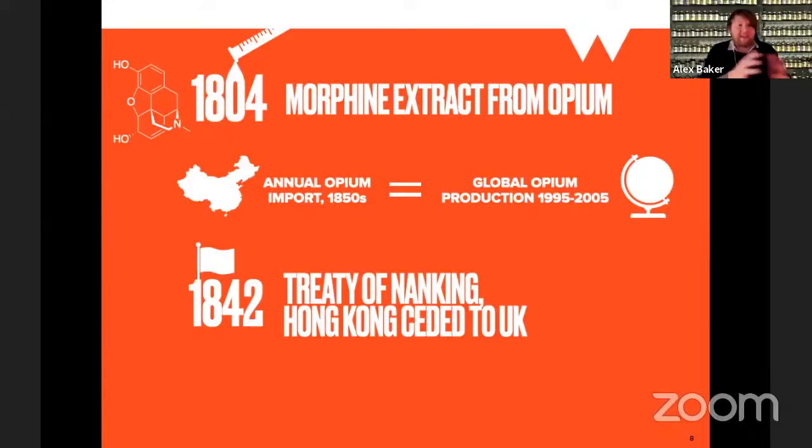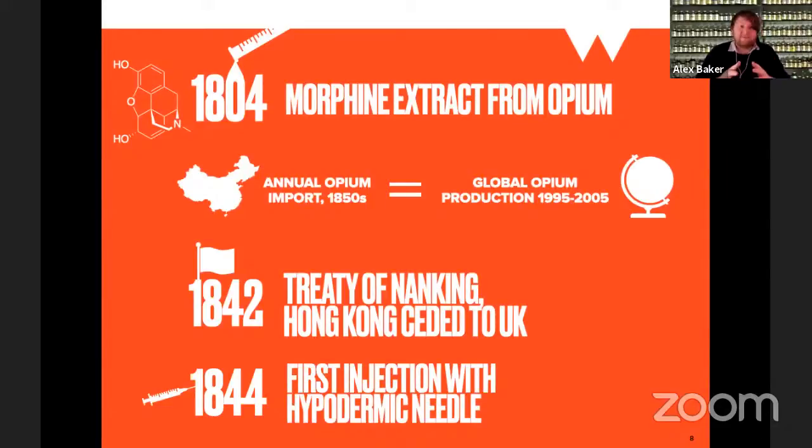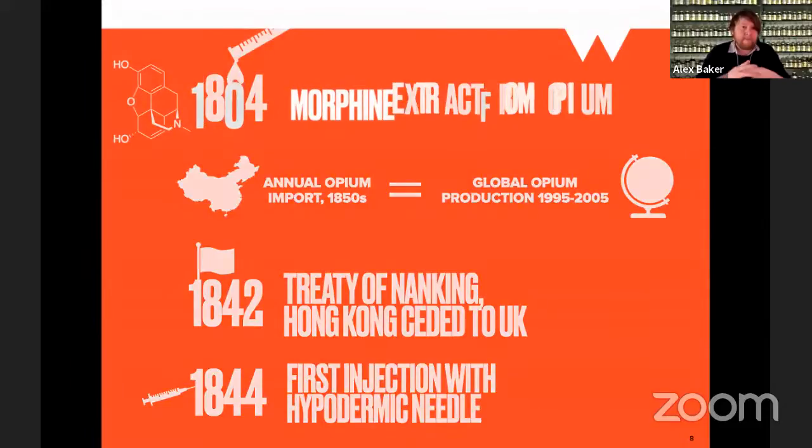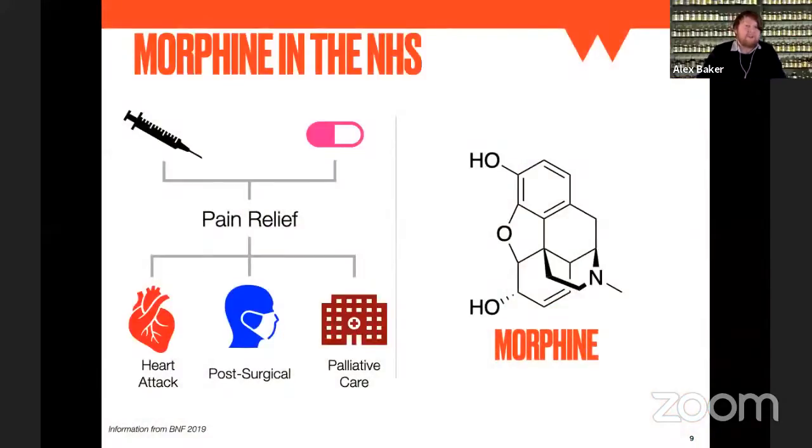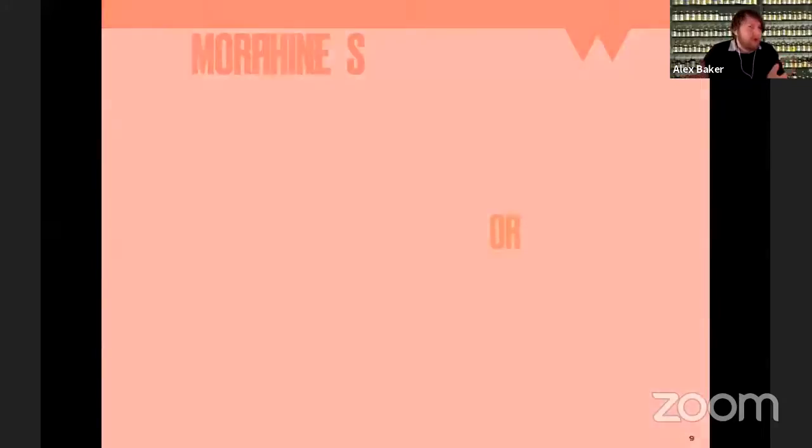Now, to take opium or morphine in this period, you would often smoke it or take it orally. And it wasn't until 1844 that the first hypodermic needle injection of morphine was carried out. This was really important because it solved the problem of accidentally overdosing your patient when you give them opium or morphine orally. Now, this brings us to the current use of morphine in the NHS, where it is used as a potent painkiller for heart attacks, post-surgery pain relief, and palliative care. But how does it work?